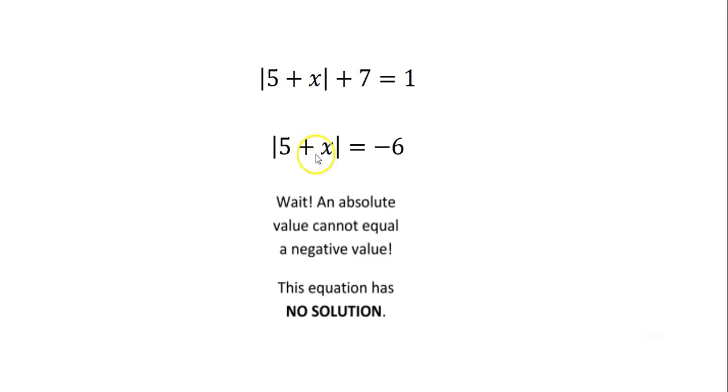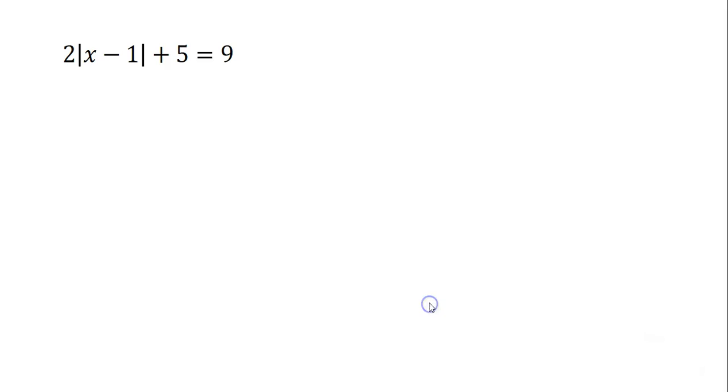Well, that's nothing. So there's no solution, because an absolute value cannot be negative. We can put a negative in here, but whatever comes out will always be positive. So this equation, and subsequently this equation, has no solution at all because the absolute value has to be a positive number. So no solution.